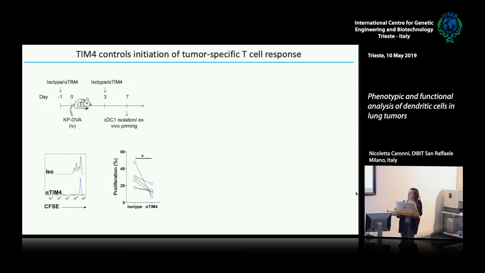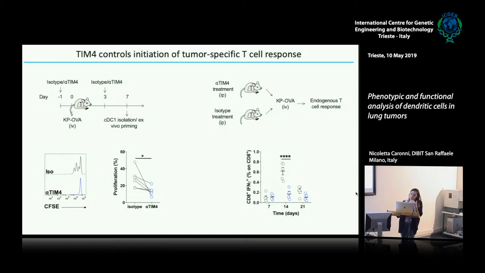We also checked in the KP-OVA animals if there is a lack of presentation to T cells, and so here we block TIM4 in vivo, then we inject KP-OVA cells, and we block again at day 3, and then at day 7 we isolated DC1 and we incubated them ex vivo with OT1 labeled with CFSE. And here you can see that the DC coming from isotype-treated mice induce proliferation of OT1 T cells, but instead the dendritic cells that are coming from mice treated with blocking TIM4 do not induce T cell activation.